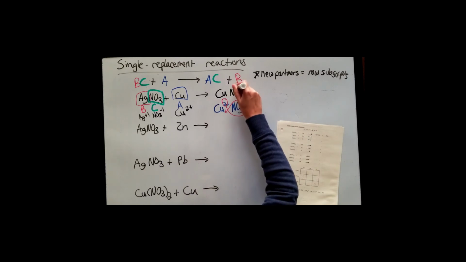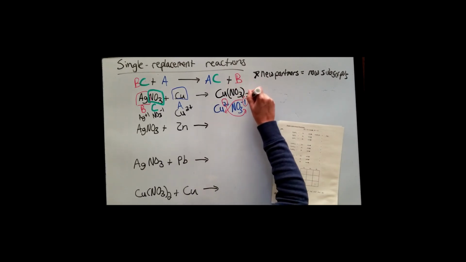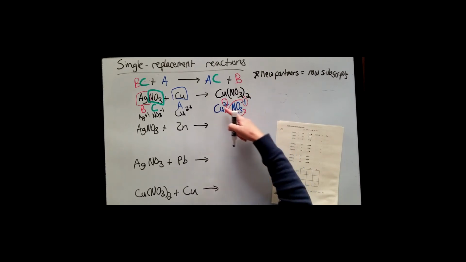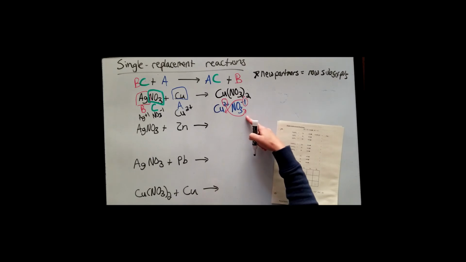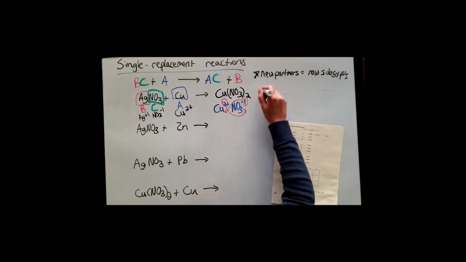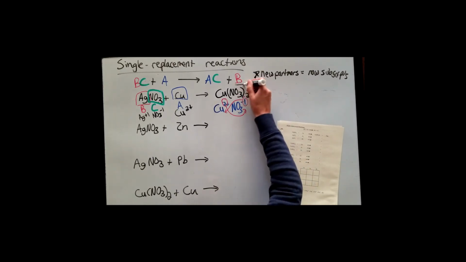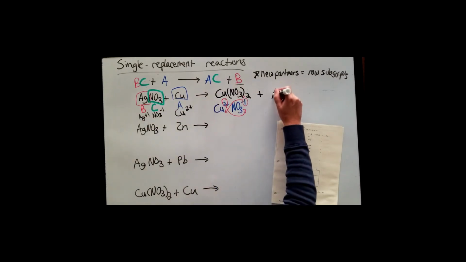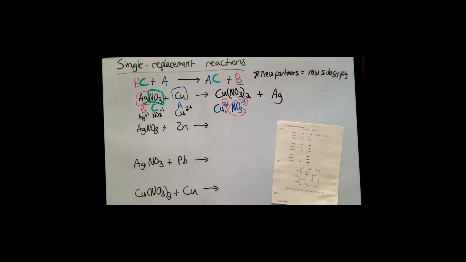And then NO3, I'm going to put parentheses around it and then a 2 on the outside of the parentheses because it's saying I need 2 NO3s. So there's one of my products. What's the other product going to be? Well, it's going to be B, which is silver. And B is just by itself, so just Ag. So that is how they came up with the products for that first one.